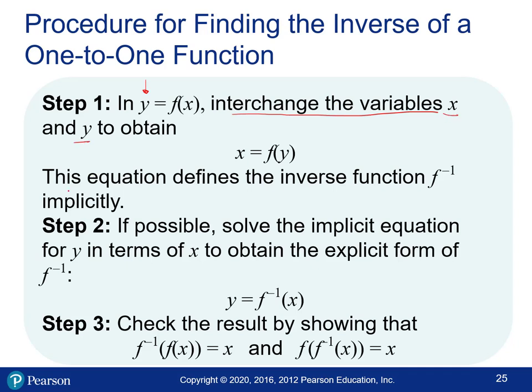Okay, and then that's actually the answer. That is your inverse function, but it's defined implicitly, and you want to go ahead and solve that for y. So in the next step, you're going to solve for y, and then that way you get your inverse function. And then don't forget, put your inverse notation back on. So after you solve for y, you just say f inverse of x equals whatever it is that you got.